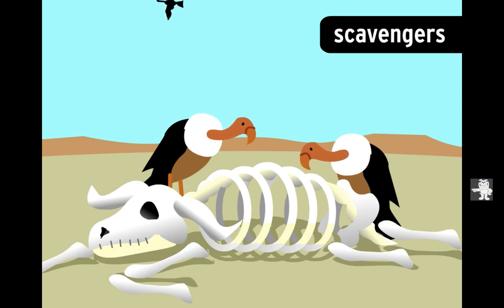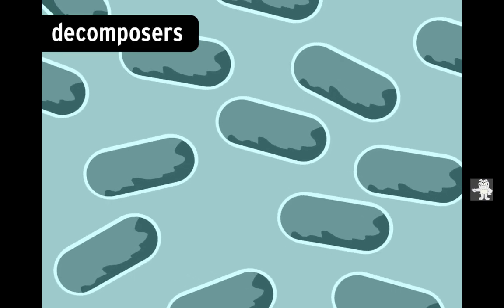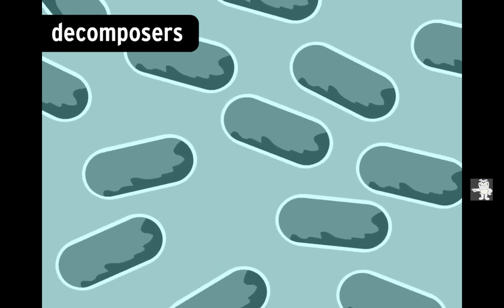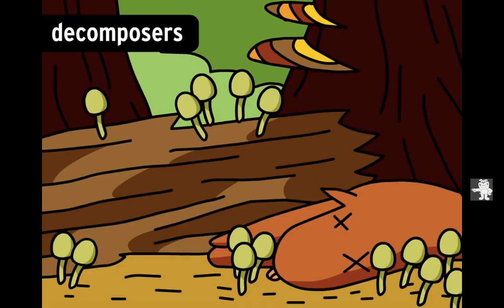Scavengers eat the carcasses of other dead animals. Decomposers are mostly bacteria and fungi. Decomposers cause the mold that grows on your bread, but they also do all sorts of good stuff like breaking down dead animals and plants into reusable elements and recycling nutrients back into the food web.